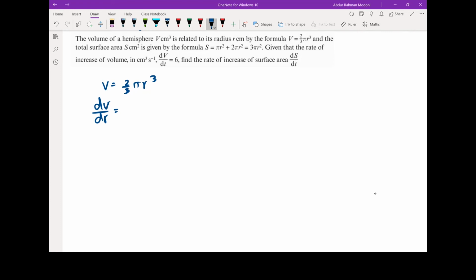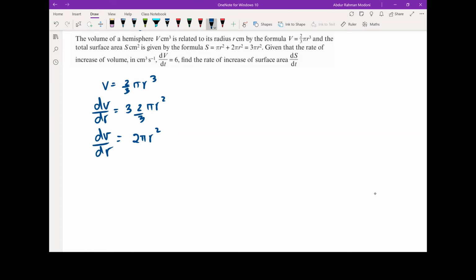So let's differentiate this. I'm going to have 3 lots of 2 over 3 pi r squared. Simplify this, that gets me 2 pi r squared. So this is what my dV by dr is. I'll keep that to the side. That was just looking at that first line.